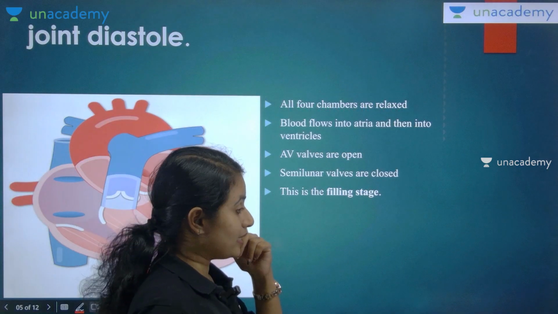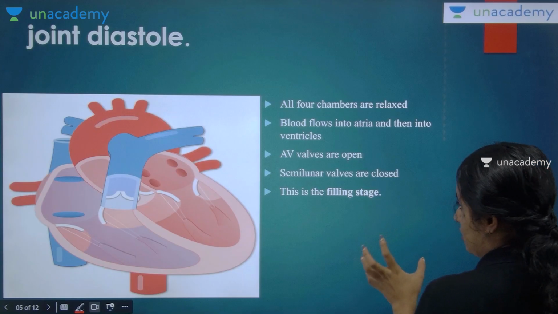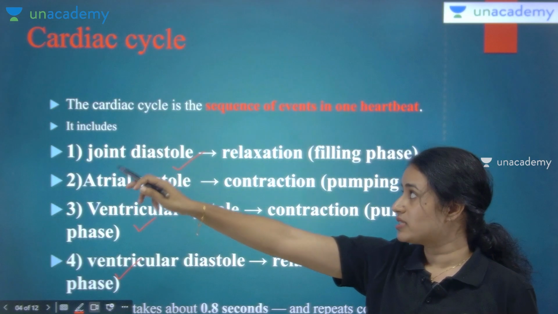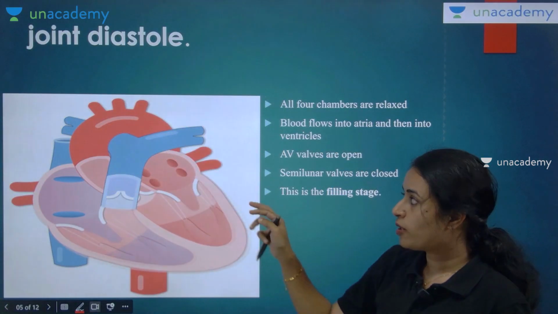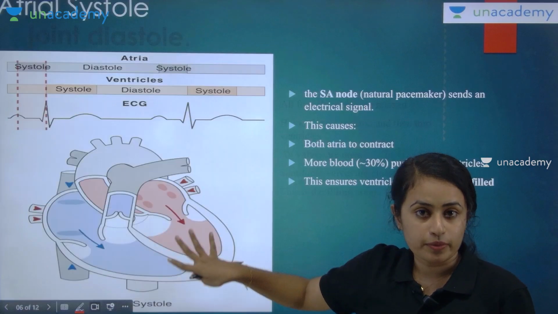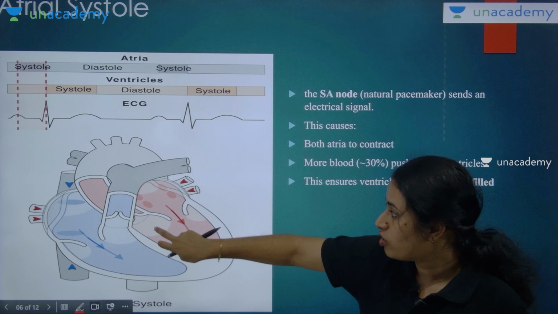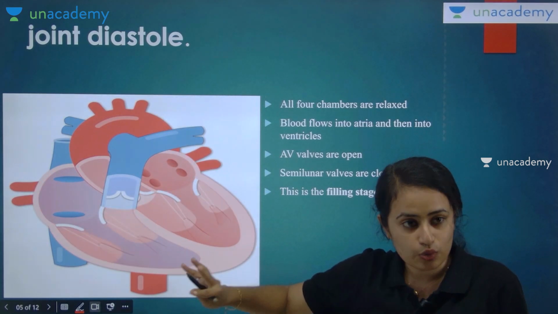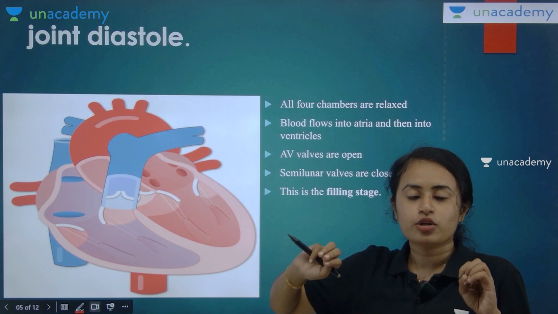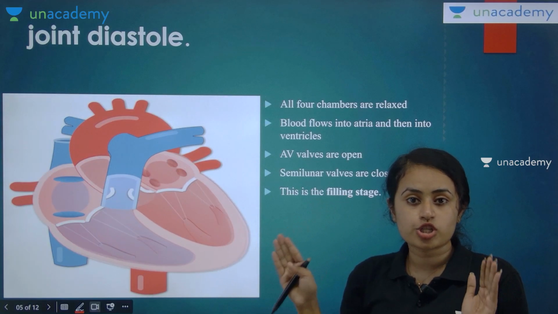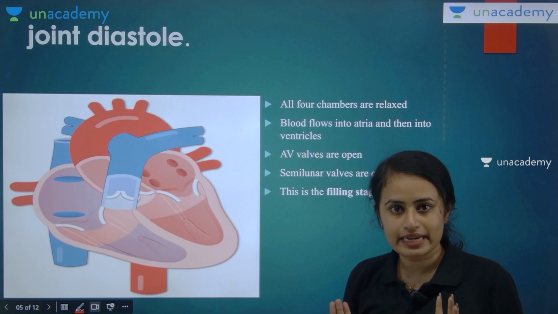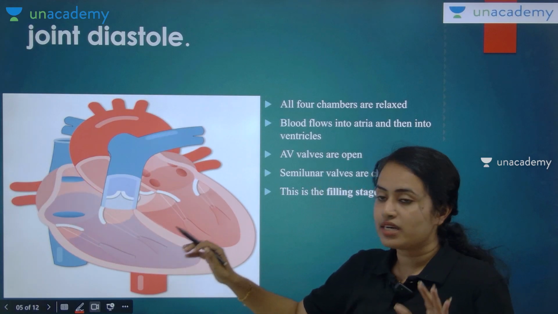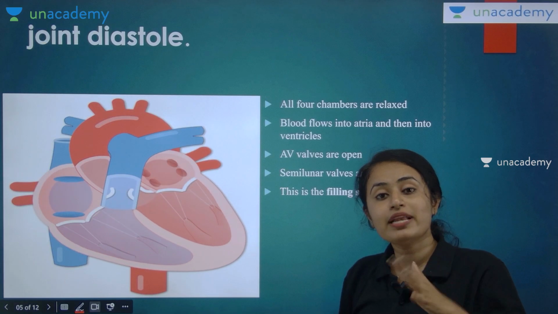So the first one is joint diastole. What is happening in the joint diastole? Here you can see, all the 4 chambers of the heart are in a relaxed state. There is no contraction, nothing is there. All the 4 chambers of the heart are in a very relaxed state. It is the filling phase.